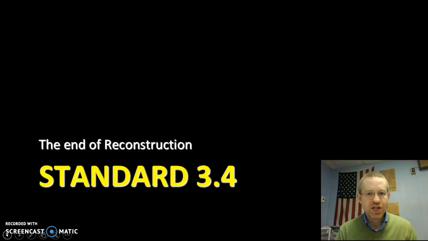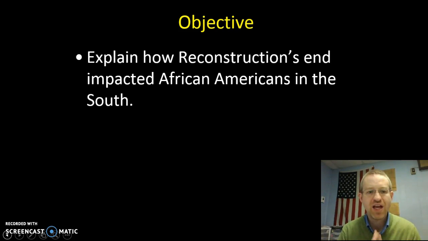All right, guys, today we're covering Standard 3.4, which has to do with how Reconstruction ends. We're getting pretty close to the end of the chapter at this point. Specifically, what we're going to talk about today is how the end of Reconstruction happens and how it impacts African Americans in the South. So, just a little recap.